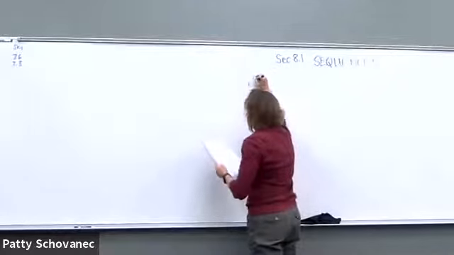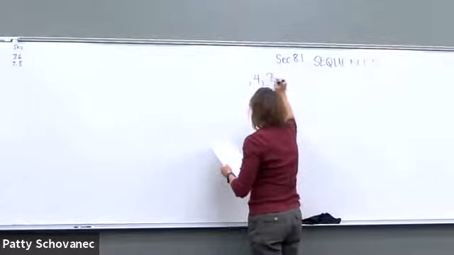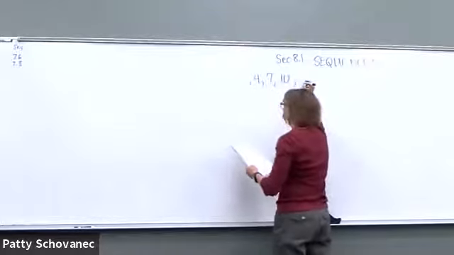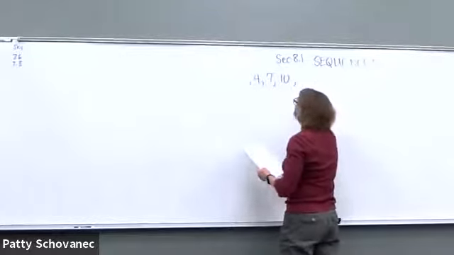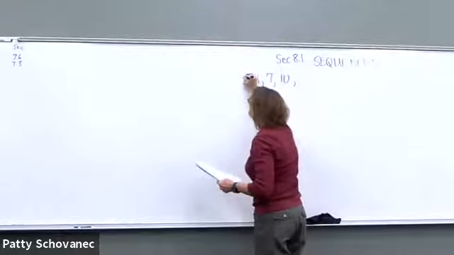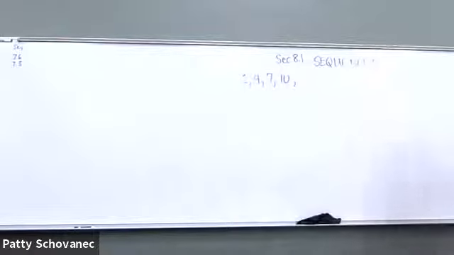1, 4, 7, 10, ... It goes on forever. If I ask you for the next 3 terms of this sequence, could you tell me what they would be? 13, 16, 19. This is an example of an arithmetic sequence. To move from one term to the other, I'm always adding 3.